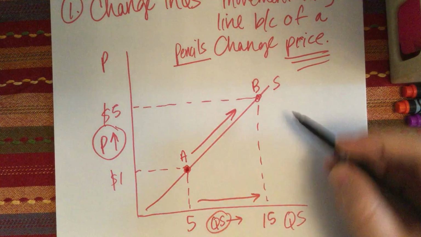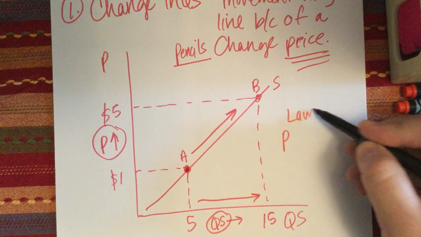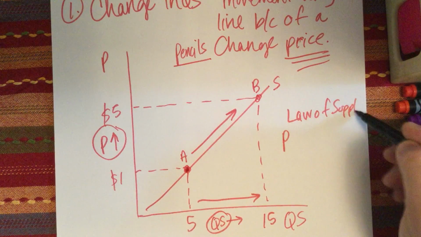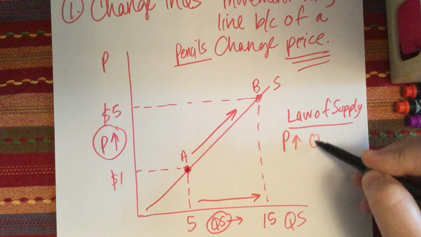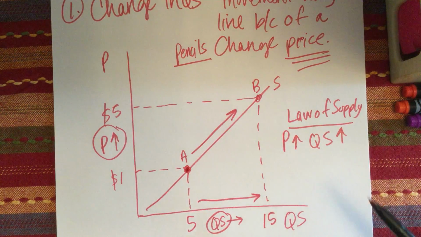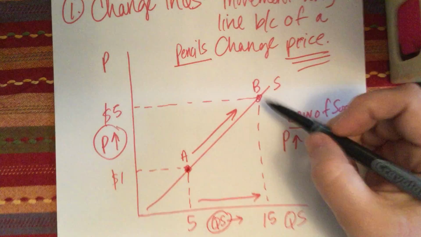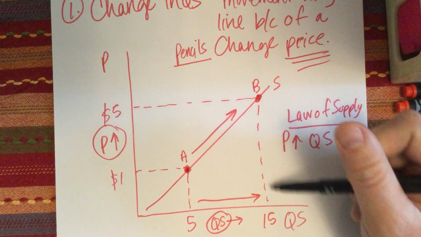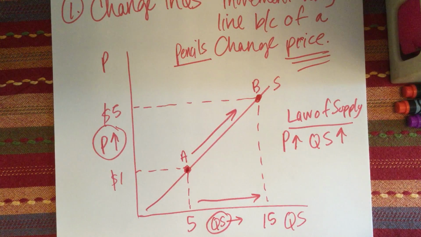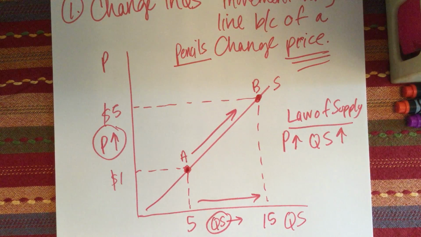So again, this also illustrates the law of supply that says that when price goes up, the quantity that we supply goes up. And it's illustrated by a movement along the line from one point of the line to another because of a change in price. The only thing that's changing is price.